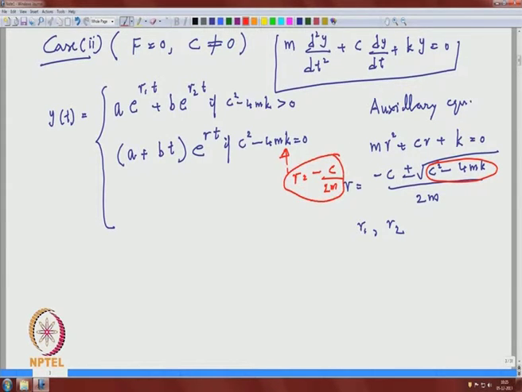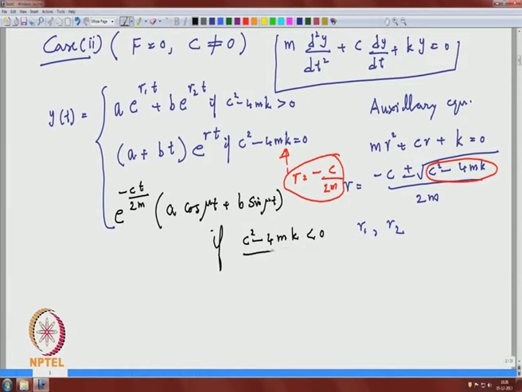So, you have that, you see. And then the last case, when c square minus 4mk is negative, that is a complex roots case. In that case you can write down your solution y is equal to e power minus ct by 2m into a cos mu t plus b sin mu t. This is the case if c square minus 4mk is negative.